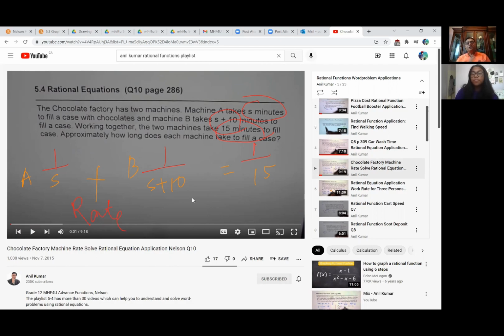Follow this particular strategy and solve any question on rational functions easily. And you have so many practice questions here. Try to do them in your own time, and if there is any difficulty, share with me. I'll help you out. Okay?